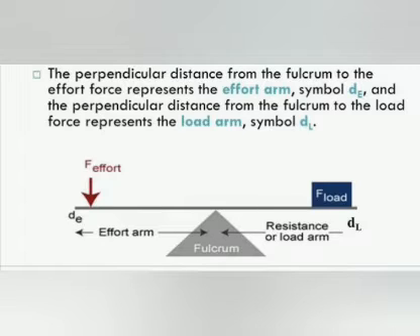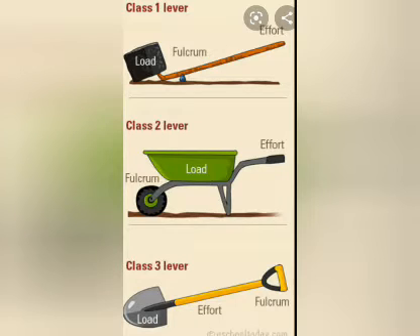The distance of the fulcrum from the point at which effort is applied is called the effort arm. The distance of the fulcrum from the point at which the load acts is called the load arm. Levers are of three types depending on the position of fulcrum, load and effort: class first lever, class second lever and class third lever.